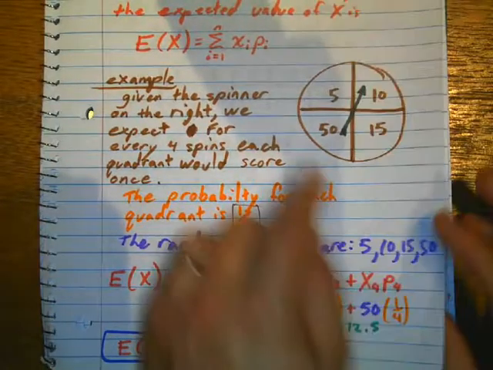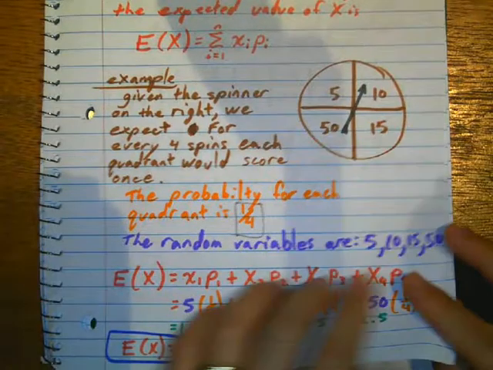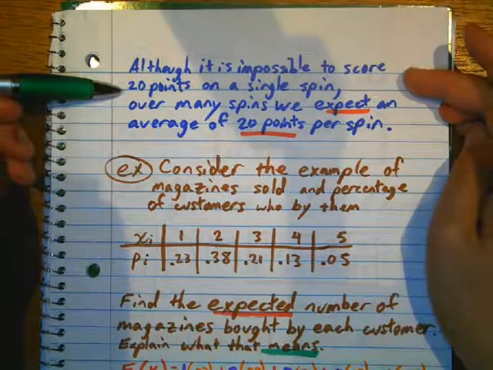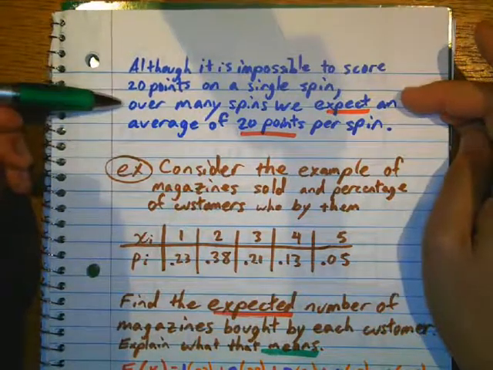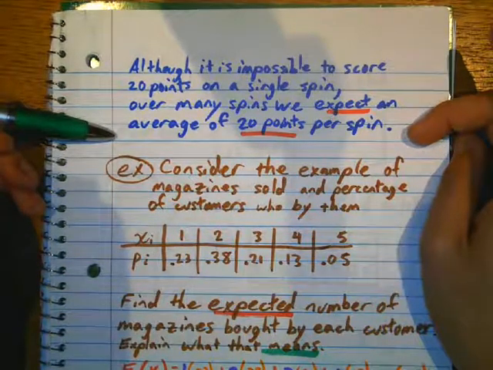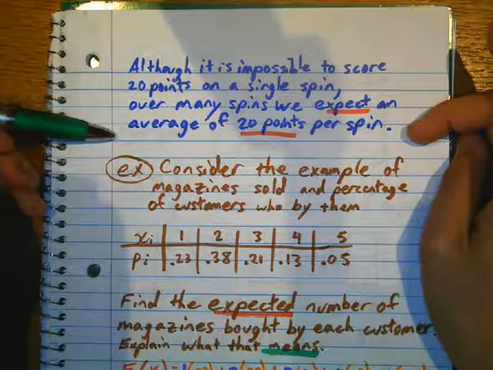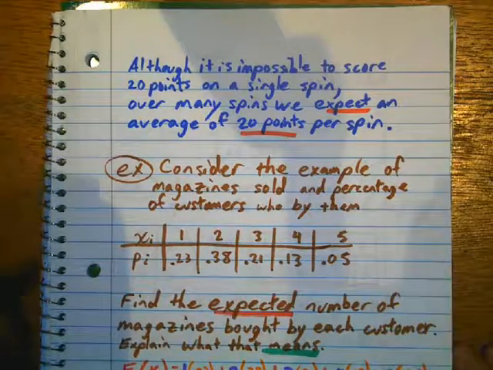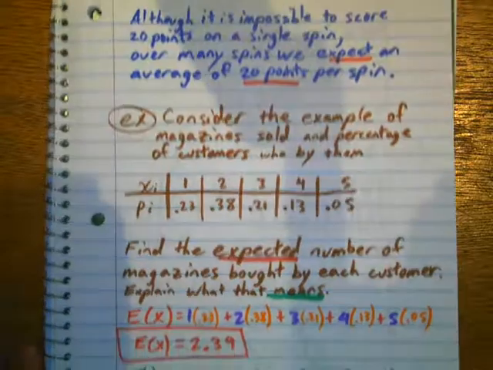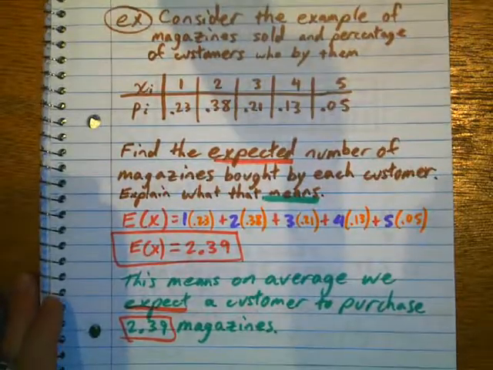Now, is there a number 20 on here? No. But what this is meaning is that although it's impossible to get 20 on a spin, over many, many, many spins, we would expect on average a person would get 20 points per spin. Okay, you may want to hit pause and recopy this or watch it over again. I think that would be helpful to watch it multiple times.